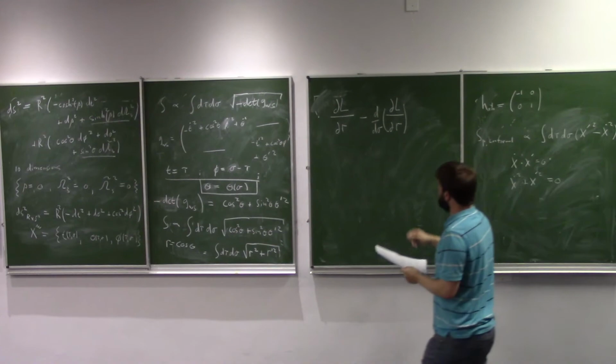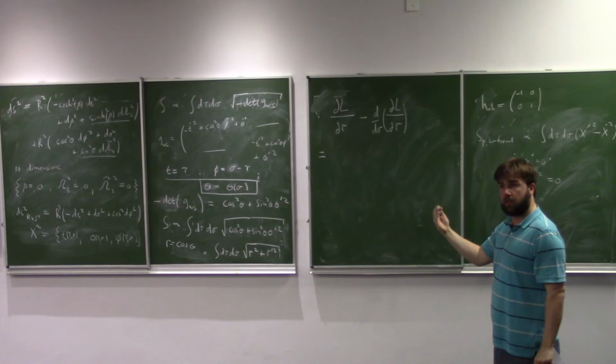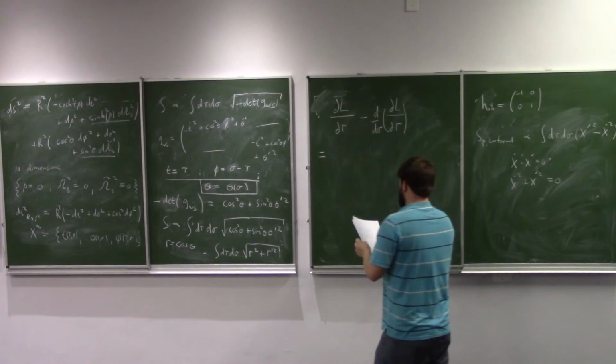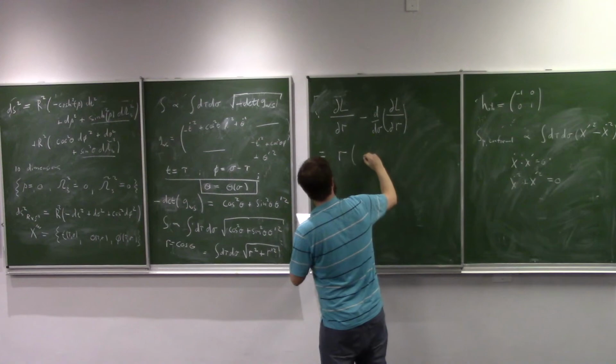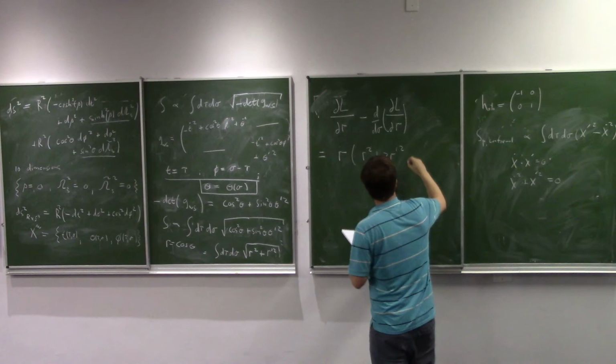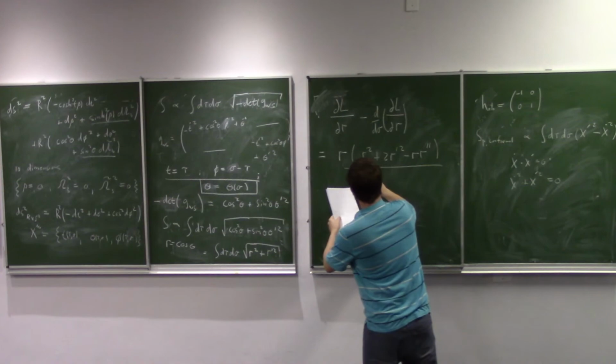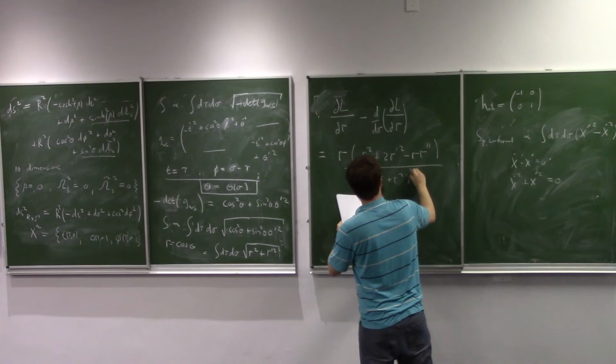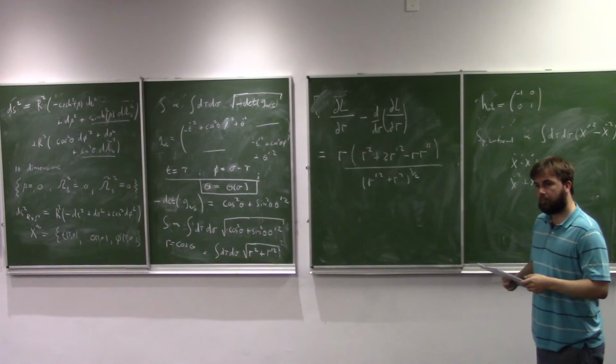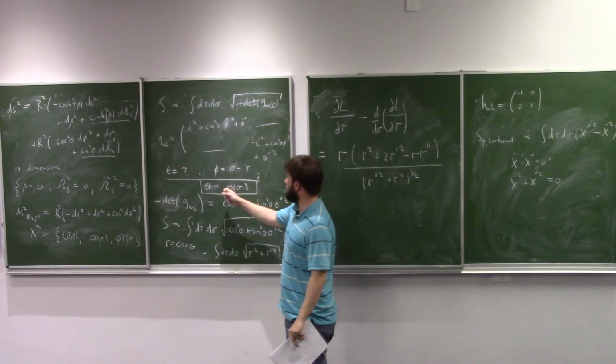I'm going to leave out a few steps here, but it's essentially just taking derivatives of the functions that you get, keeping in mind that r is a function of sigma. The expression I get at the end is r times (r squared plus 2 r prime squared) minus r times r prime over r prime squared plus r squared. The derivative is with respect to sigma, because theta is just a function of sigma, right? Yes, exactly, precisely. I've assumed that it's not an explicit function of tau, so that's why the derivative is with respect to sigma.